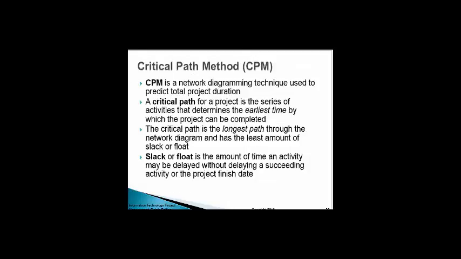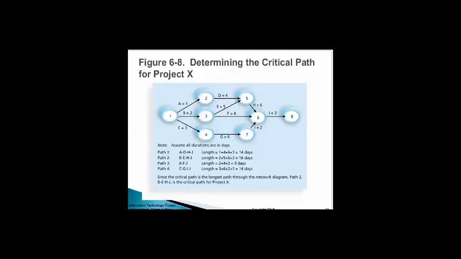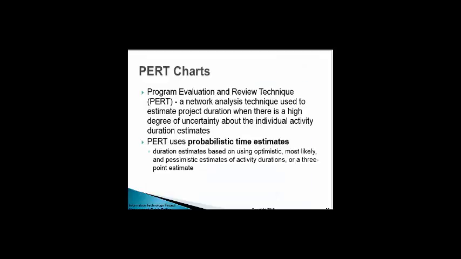Then we move to our critical path method to determine if there's slack or float in our schedule. I think I have you evaluating a critical path based on our network diagram here. Okay. And the book does explain how to use that.